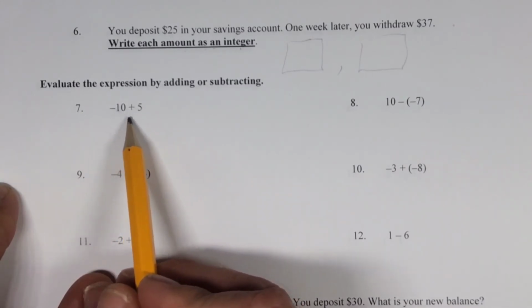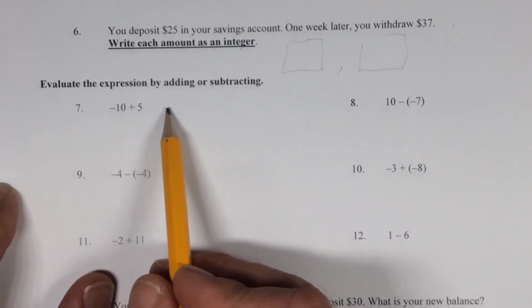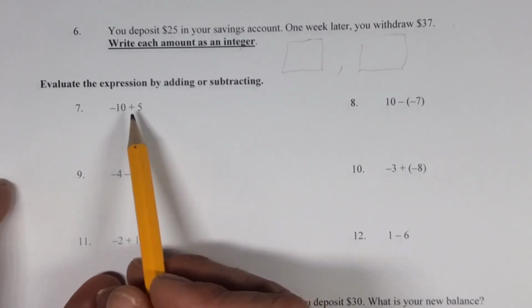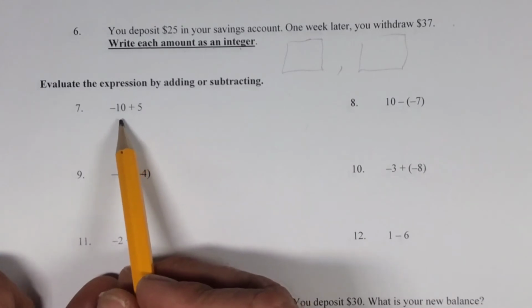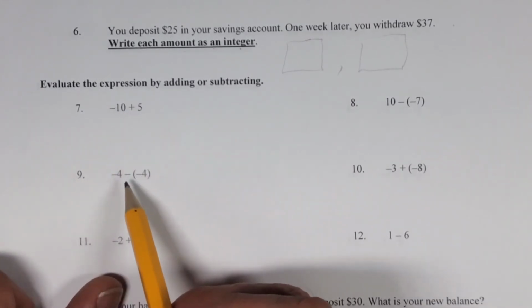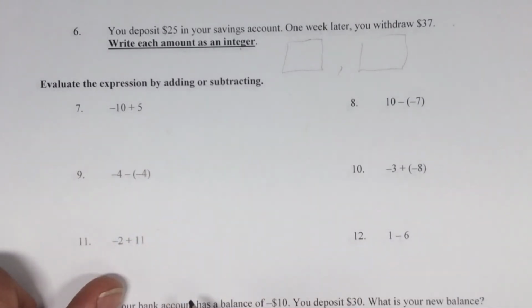Since these have a different sign, you'll subtract the number part, and then you're going to keep the sign of whichever one of these has more. Are there more negatives? Then you make it negative. Are there more positives? Then you make it positive. And that's what you'll get for number 7.